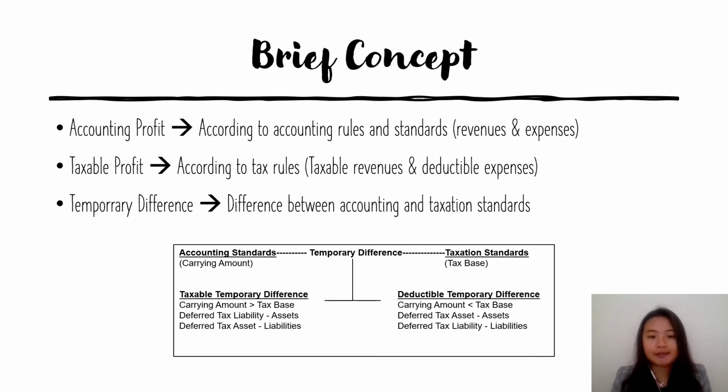Temporary difference itself has two types. The first one is taxable temporary difference, which is a condition where carrying amount is greater than tax base, and it will result in deferred tax liability for asset treatment and deferred tax asset for liabilities treatment. And the second one is deductible temporary difference, where carrying amount is less than tax base, and it will result in deferred tax asset for asset treatment and deferred tax liability for liabilities treatment.